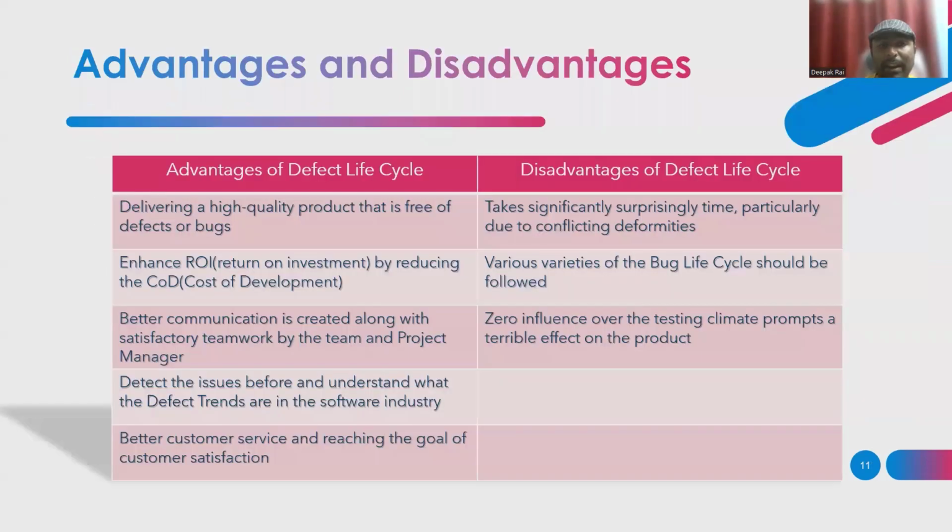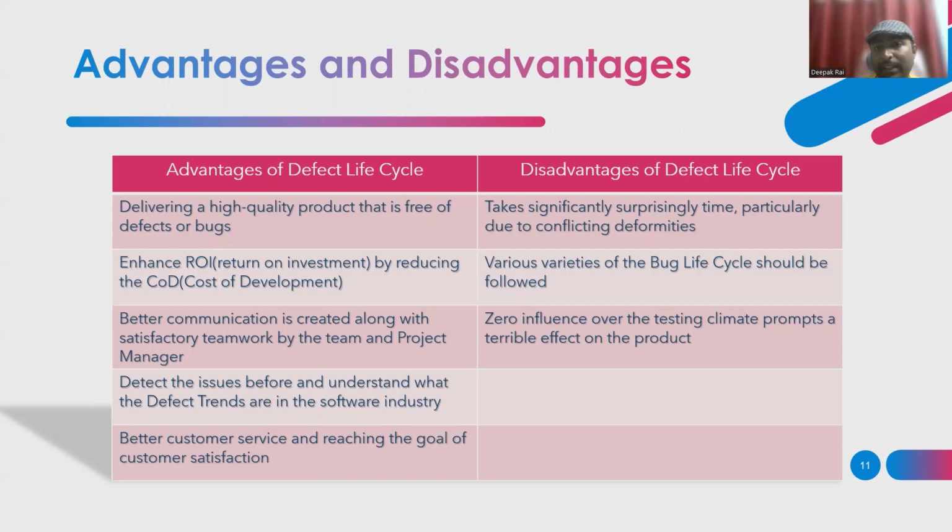So what are the advantages and disadvantages of the defect life cycle? Delivering a high quality product that is free of defects or bugs, which customers will like more when we have defect-free applications. Enhanced ROI by reducing the cost of development. Better communication is created along with a satisfactory framework between the team and the project manager. Defects are detected earlier, and we understand what the defect trends are in the software industry.